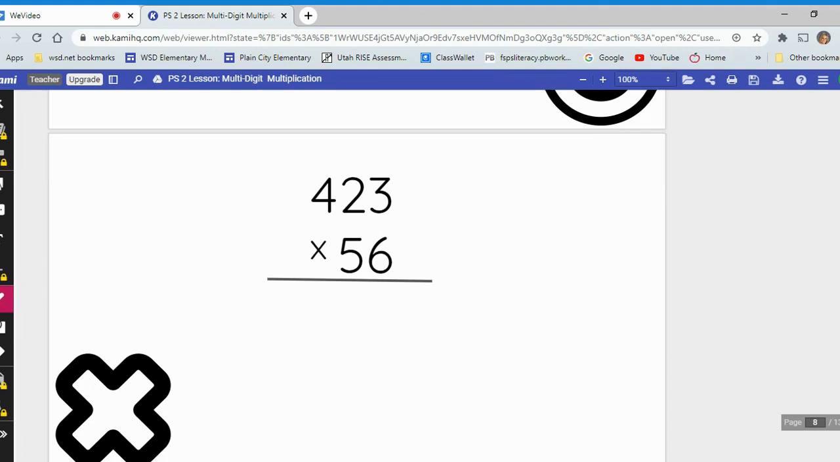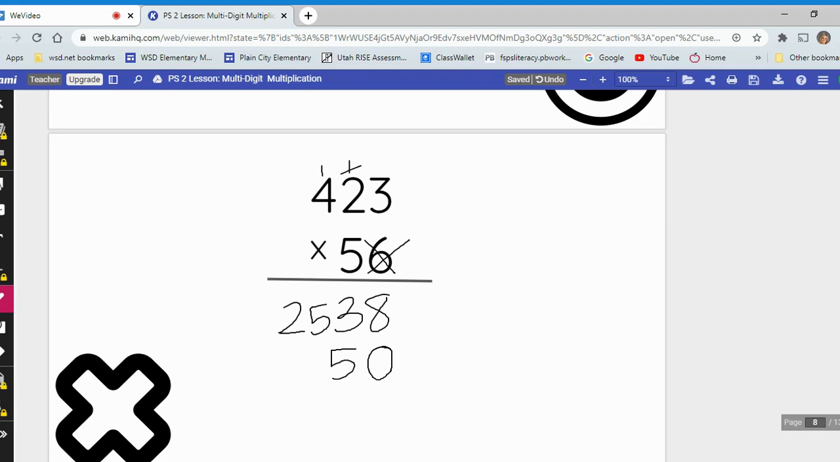So here we go. 6 times 3 is 18. Carry our 1. 6 times 2 is 12. Plus 1 is 13. Carry another 1. 6 times 4 is 24. Plus 1 is 25. Now, because I'm done with the 6, I'm going to cross it out. And when I do that, I'm going to put a 0 placeholder here because now I am working with the 5. So I have to move that place value over because I'm working now in the tens place, as that 5 really represents 50.